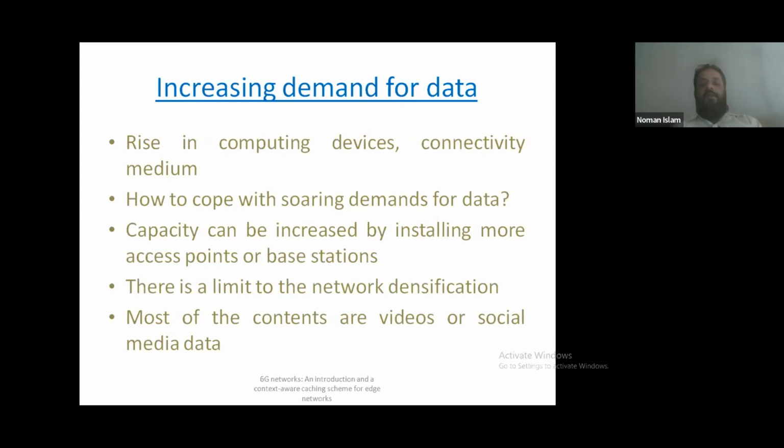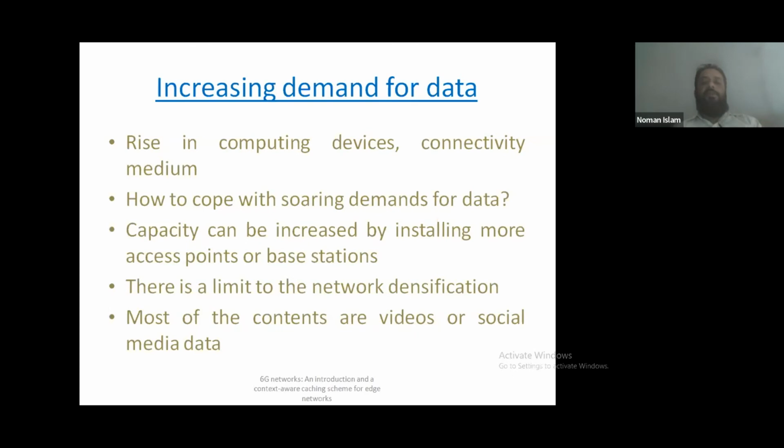So we have the rise in the demand for data. How to cope with these soaring demands? Obviously, one way is to increase the capacity by having more access points or base stations. But there is a limit to network densification. We cannot have a large number of base stations installed. So obviously, there must be some novel mechanism.